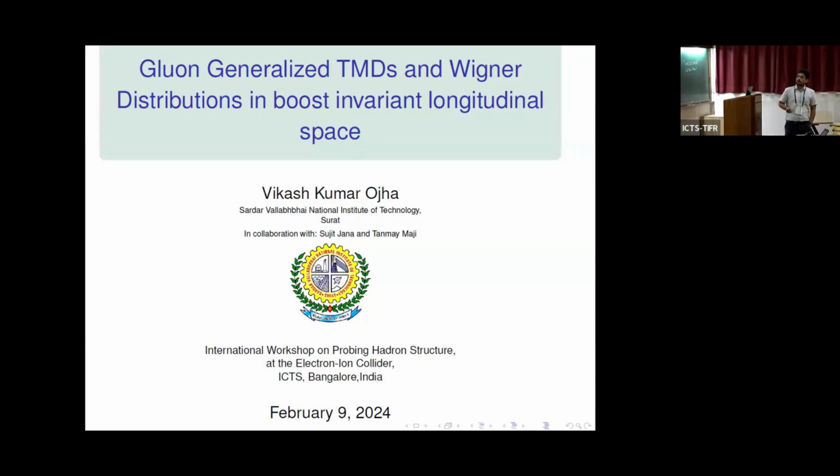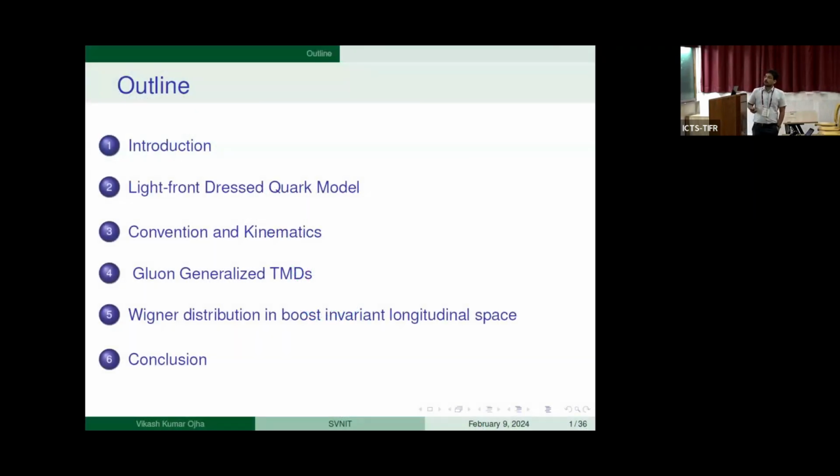And I'm going to talk about generalized TMDs for the gluons and the Wigner distribution in the boost invariant longitudinal space. This particular work has been done in collaboration with Sujit and Tanmay, who I think has left. So this is the outline of my talk.